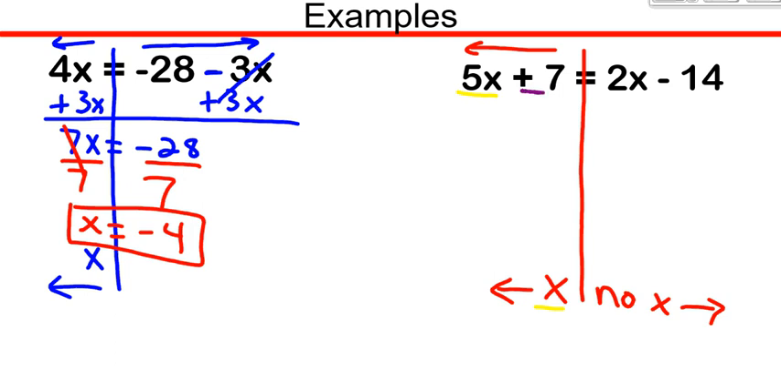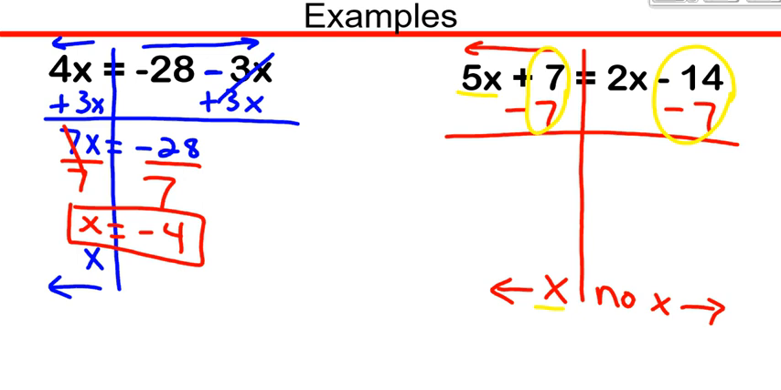This guy, though, does not have an x, which means I have to get rid of that positive 7. It doesn't belong there, so I'm going to do the opposite of add, which is subtract, which means I'm going to subtract 7 from both sides. Now, when you do this, make sure that you're lining up your numbers with your numbers. Don't write the negative 7 under your 2x, because then you will try to add or subtract them, and they do not go together.